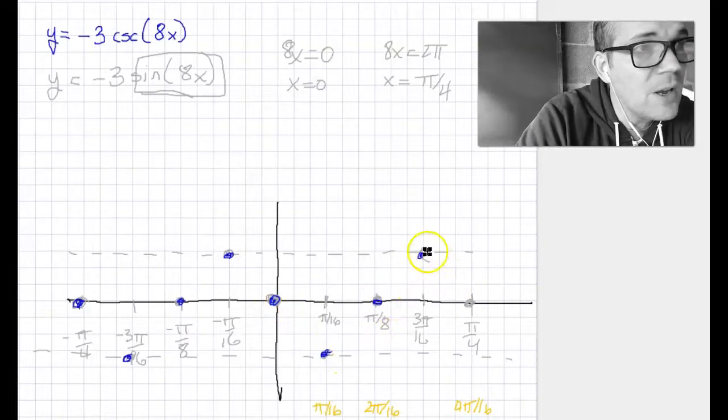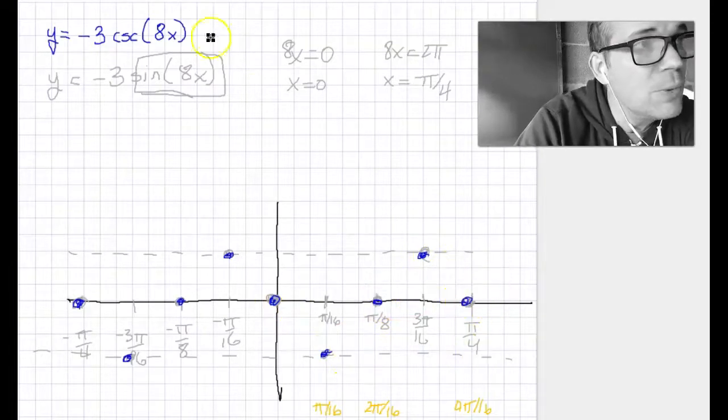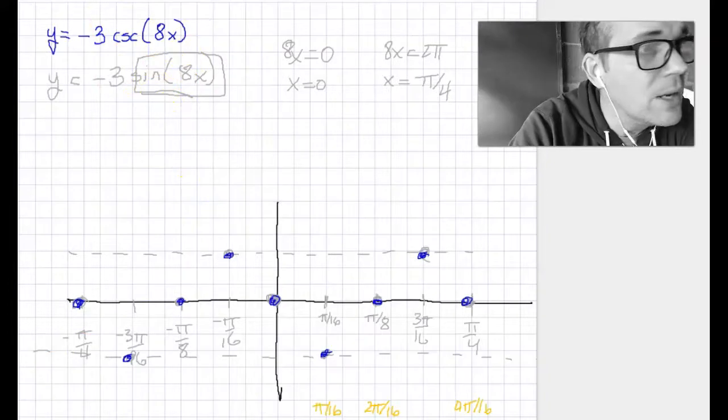So the next video will kick off with these blue points and how to use these blue points to figure out what the heck's going on with that blue graph.